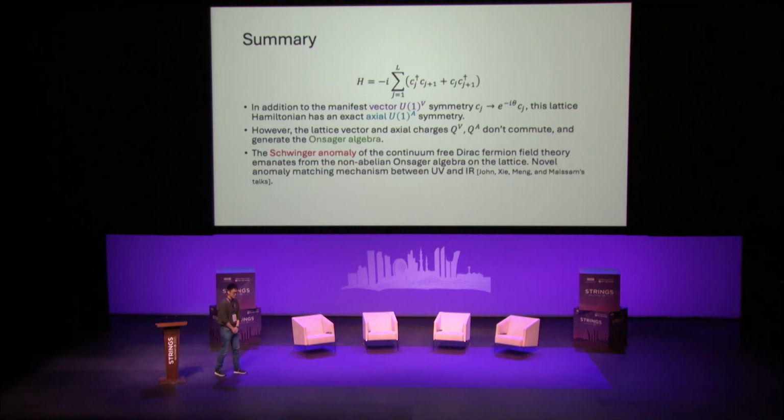Usually, the way anomalies match is that, say, I have an SU(2) global symmetry in the UV, it has some anomaly. I have an SU(2) global symmetry in the IR, and it has to have the same anomaly by the 't Hooft anomaly matching argument. Here it's entirely different. In the IR, I have U(1) vector times U(1) axial with a Schwinger anomaly. In the UV, I have some infinite dimensional non-abelian Onsager algebra, but somehow the anomalies have to match. It will be interesting to understand how that works in detail. Finally, these two symmetries force the Hamiltonian to be gapless, reminiscent of the consequence of ordinary perturbative anomalies.